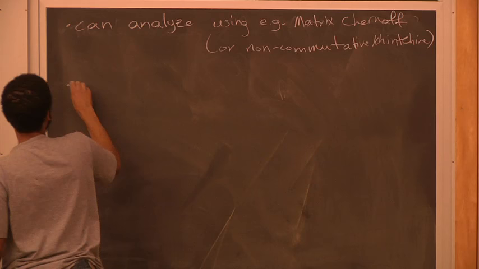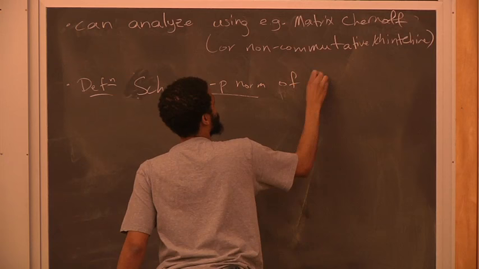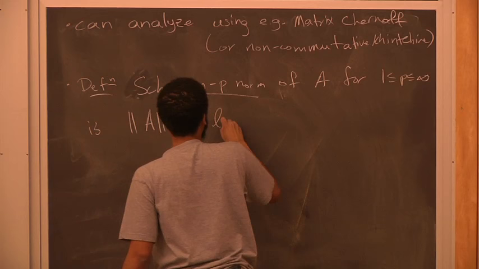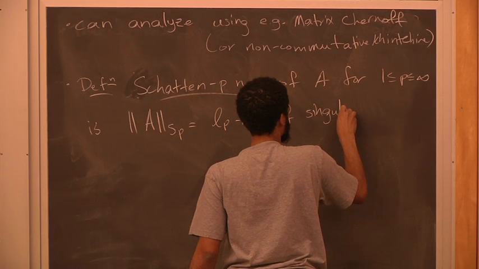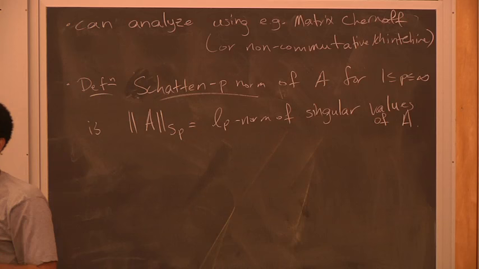So, definition, Schatten p norm of A for 1 less than or equal to p less than or equal to infinity. A's Schatten p norm is the Lp norm of the singular values. Okay, so take the SVD of A, take those singular values in sigma, and take their Lp norm. That's the Schatten p norm.